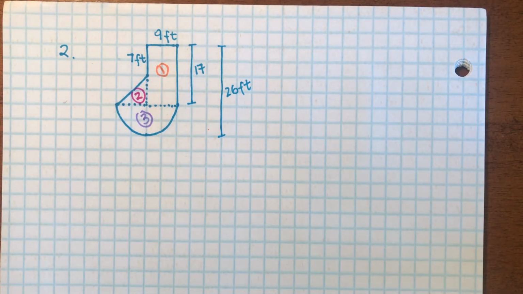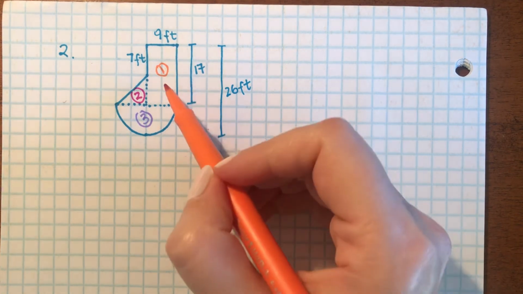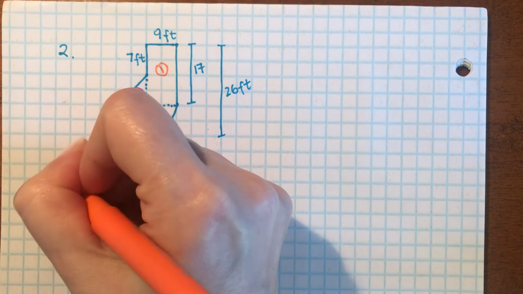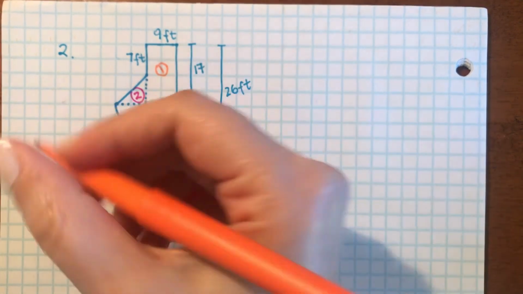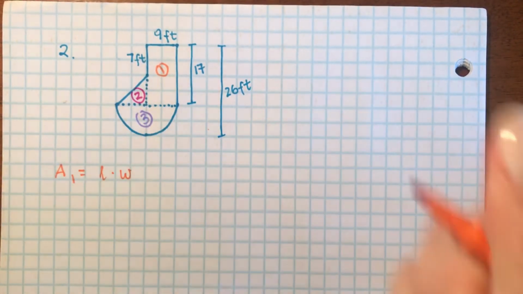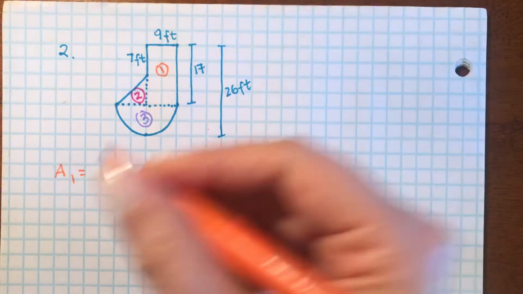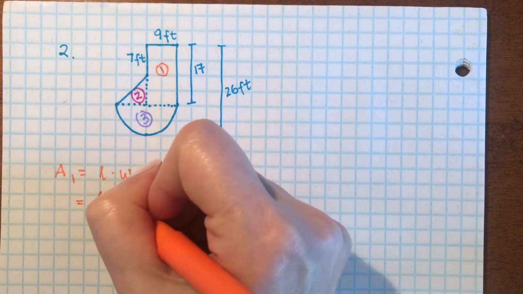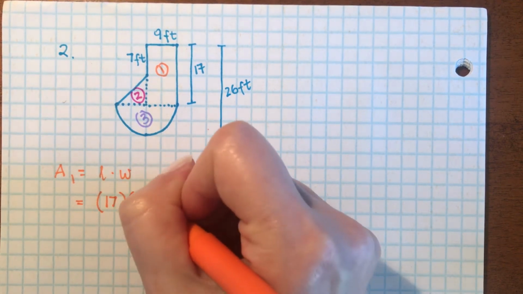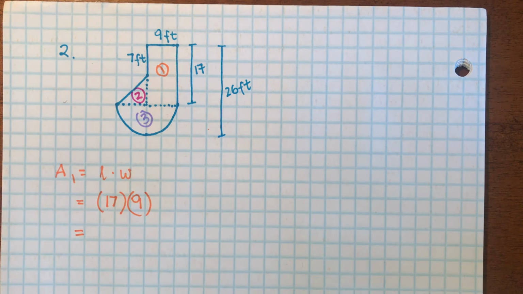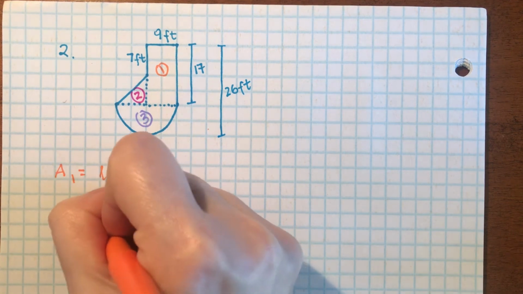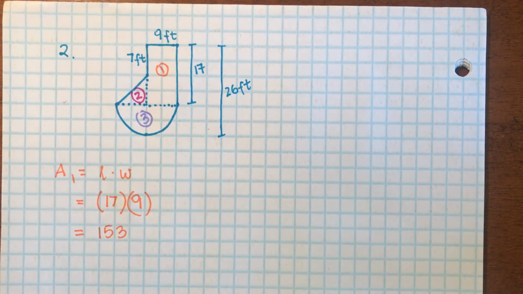So now let's find the 3 separate areas. Area of a rectangle, so area 1. The area of a rectangle is, again, length times width. Length is 17, width is 9. So we get 17 times 9. When you simplify this, you should get 153. So that's area 1.